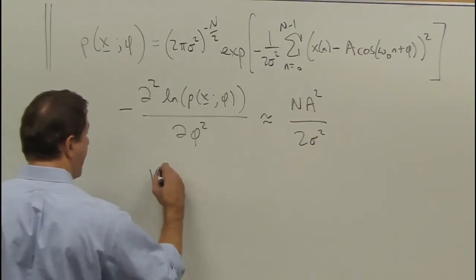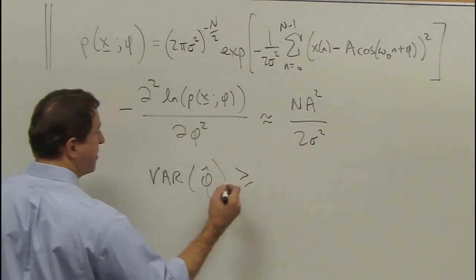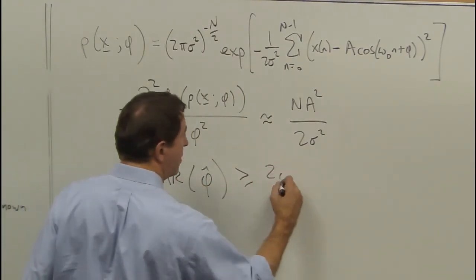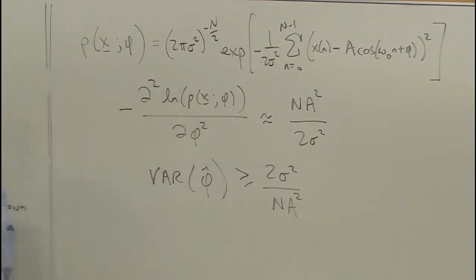That tells me that the variance of phi hat I should expect to be greater than or equal to 2 sigma squared over n times A squared. So I can gauge the performance of any proposed estimator that I have by comparing to this, the Cramer-Rao lower bound.